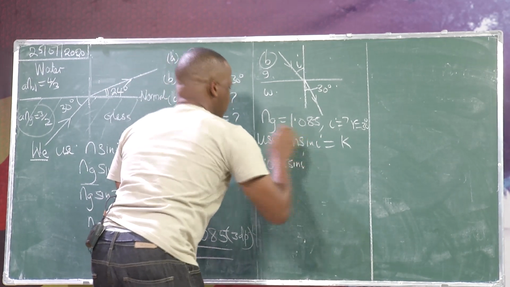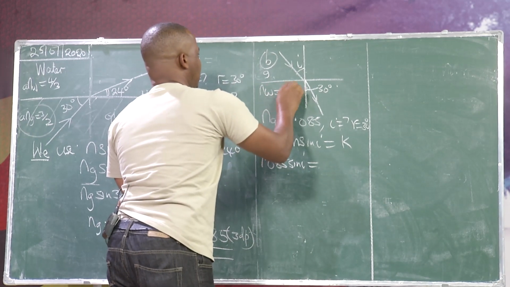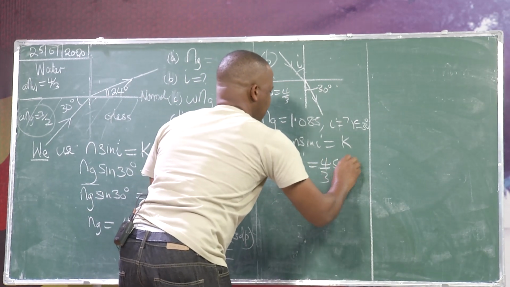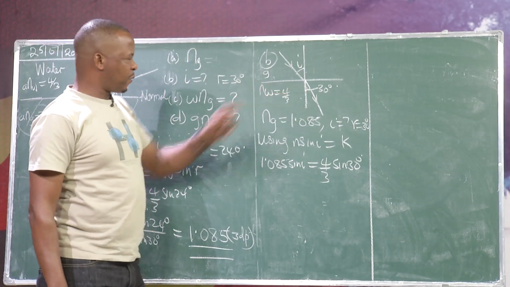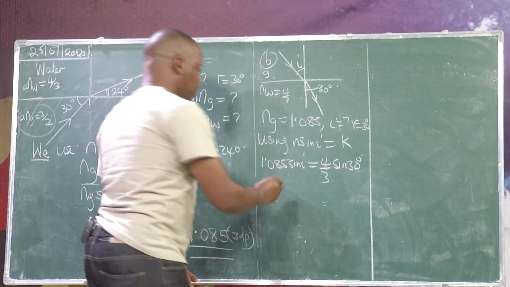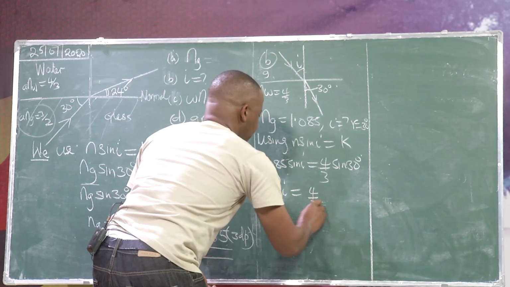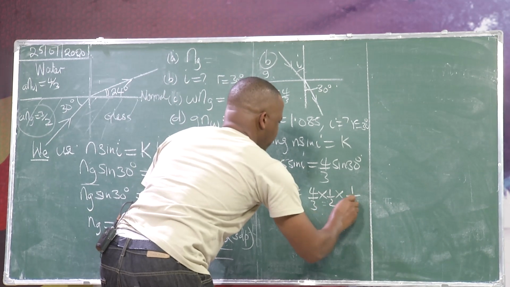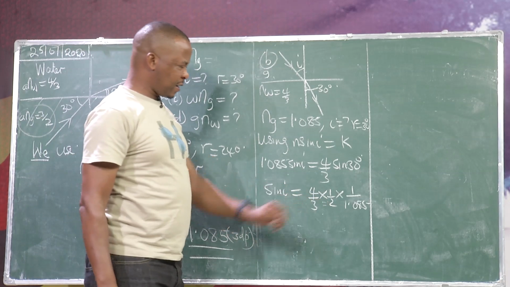The sine of I, which we are looking for, should be equal to the n water. N water is known, so 4 out of 3 times the sine of 30. For those following, they have told us that if the angle of refraction was 30, what would be the value of I? So we would be able to get our sine I as 4 out of 3 times a half times 1 out of 1.085. Why a half? The sine of 30 is a half.